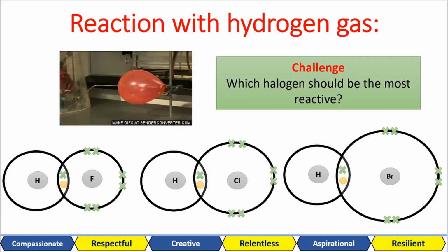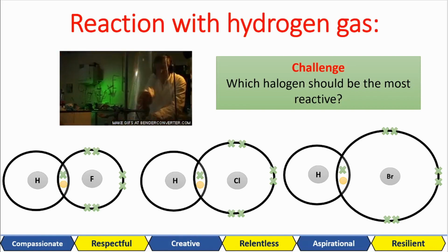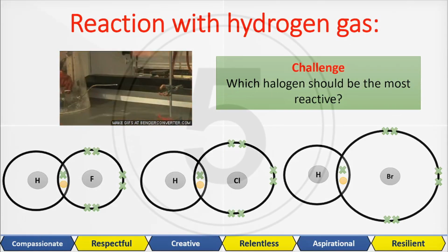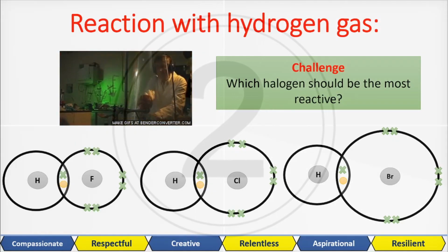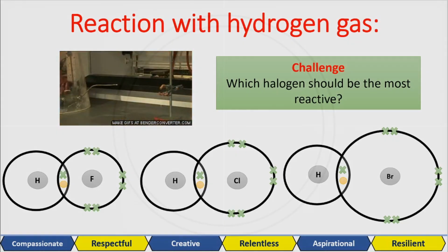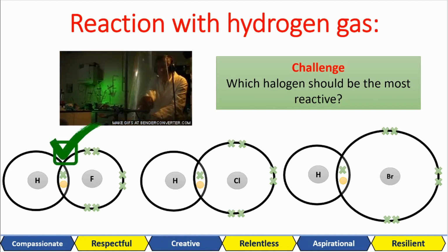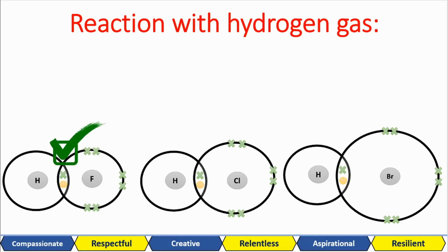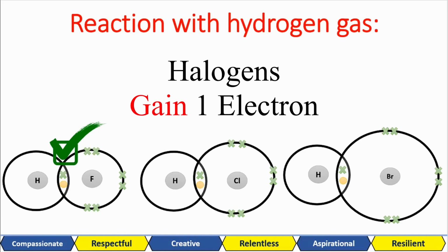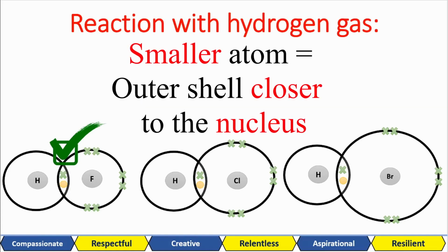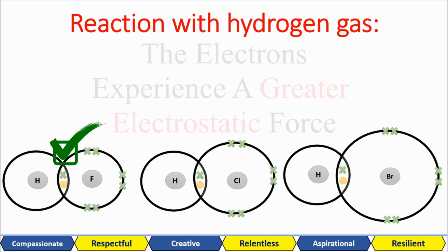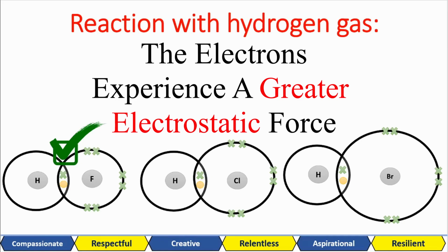Which halogen would you expect to be the most reactive? It's hydrogen fluoride. Since halogens need to gain an electron, the smaller the atom, the more reactive it's going to be. This is because the outer shell is closer to the positive nucleus and so it experiences a greater electrostatic attraction. It's then easier for it to gain that electron.